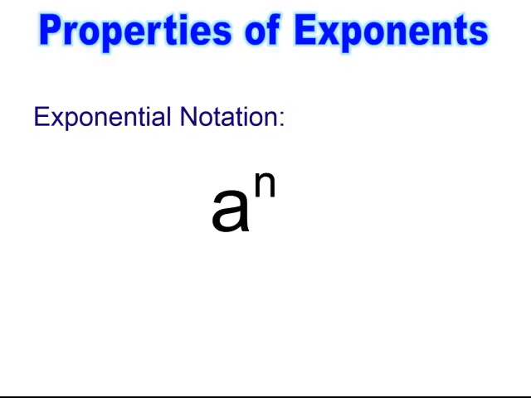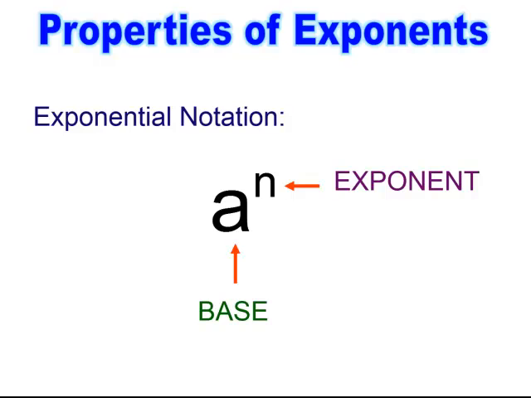Properties of exponents. To define exponent notation, the base is the number that is going to be multiplied to itself, and the exponent is how many times you multiply the base to itself.